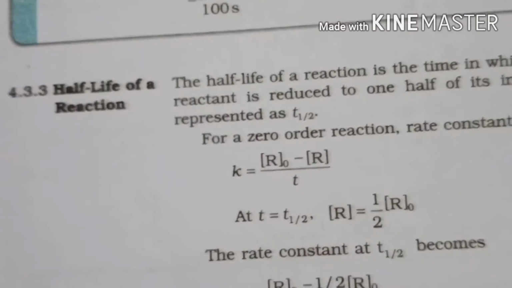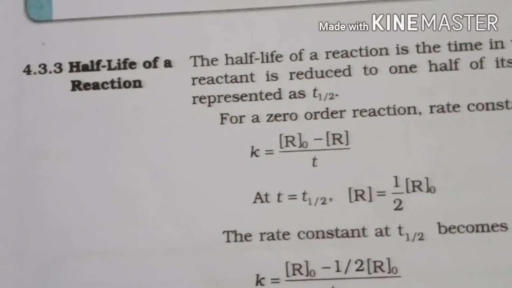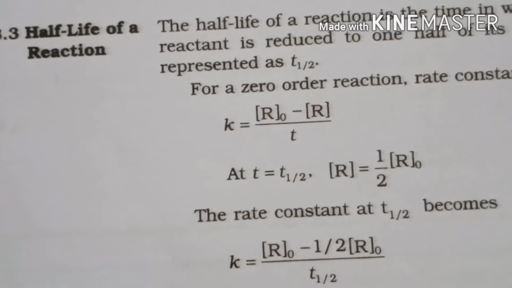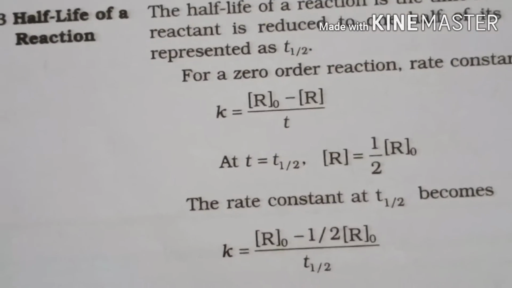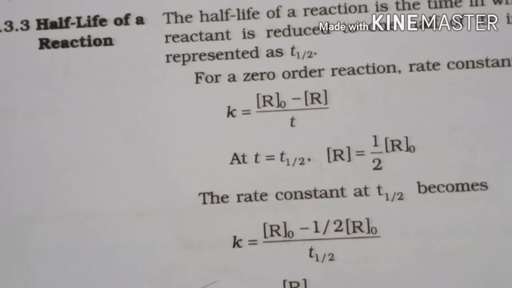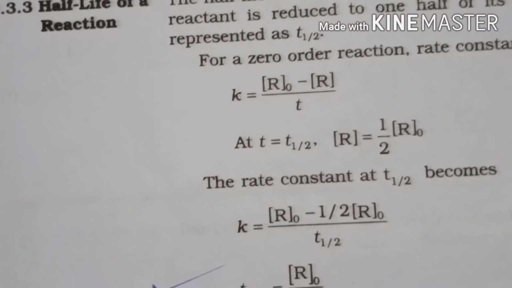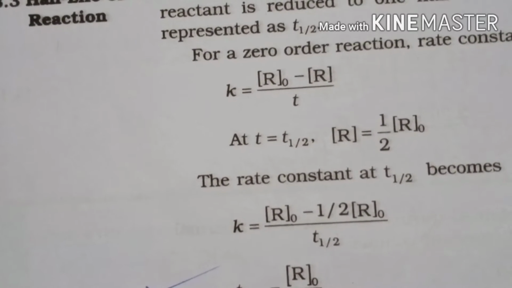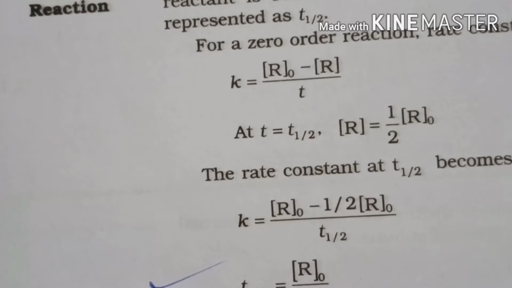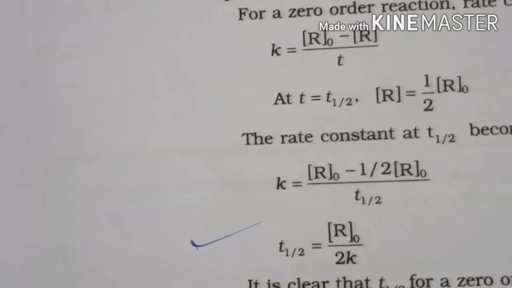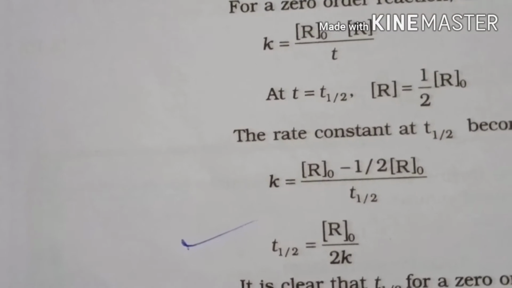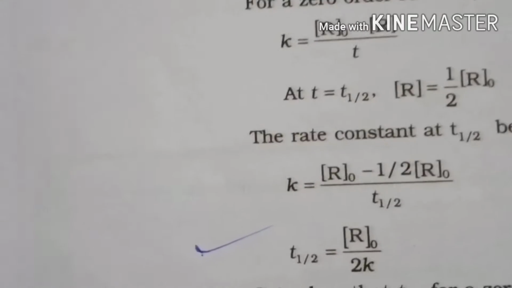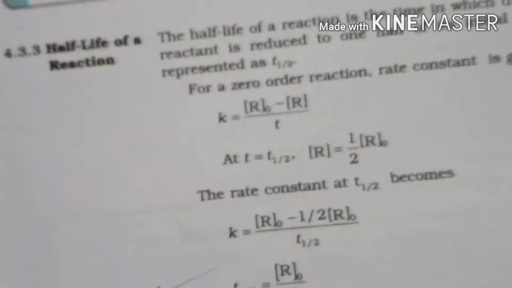So for the zero order reaction, K equal to R naught minus R by T. Here at time T equal to T half, R equal to half of the R naught. So the rate constant becomes K equal to R naught minus the value of R, then we get half of the R naught by T half. So you find T half equal to R naught by 2K. This is the half-life period equation for the zero order reaction.